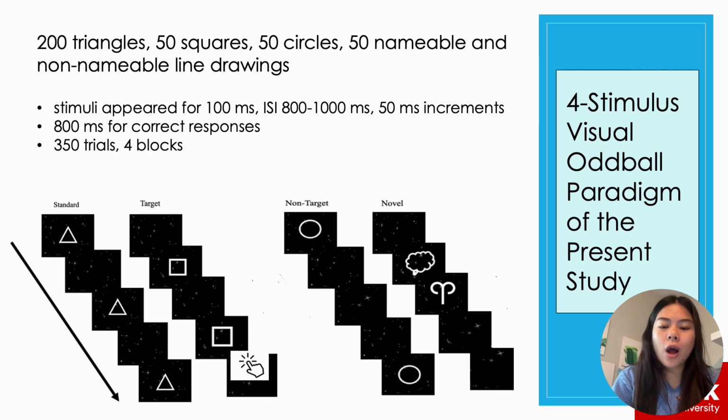For the four-stimulus visual ALBA paradigm of my study, this consisted of 200 triangles that served as frequent and task-irrelevant stimuli, 50 squares that served as the target stimuli that were infrequent but task relevant, 50 circles that were categorized as non-targets that were infrequent and task irrelevant, and 50 nameable and non-nameable line drawings that were considered novels and they were infrequent and task irrelevant. The goal of the paradigm is to click a button whenever the target stimuli appeared, so whenever the square appeared, and to withhold when any other stimuli appeared, so any standard, non-target, or novel stimuli.